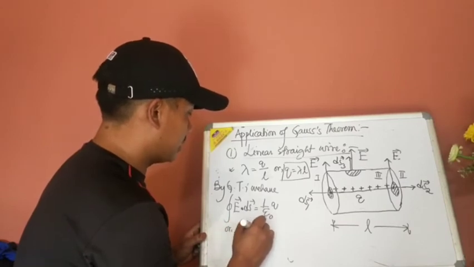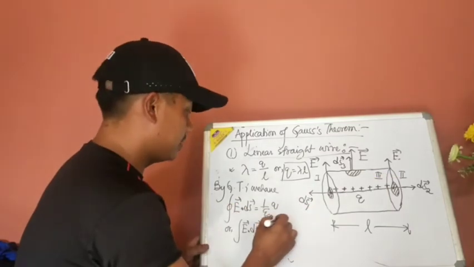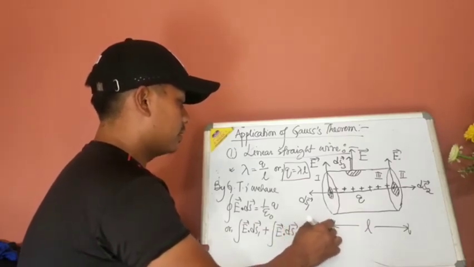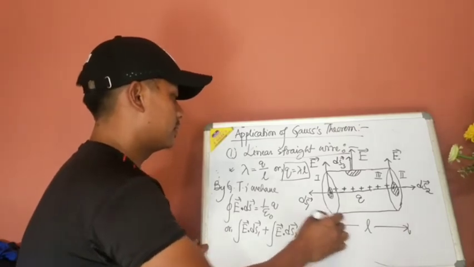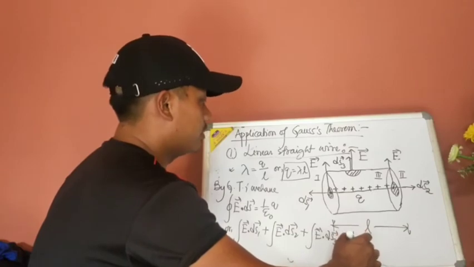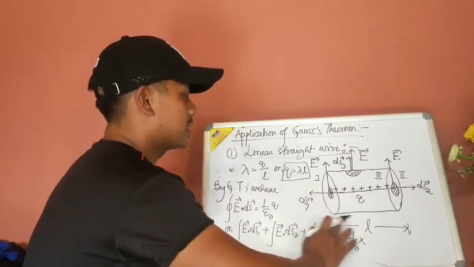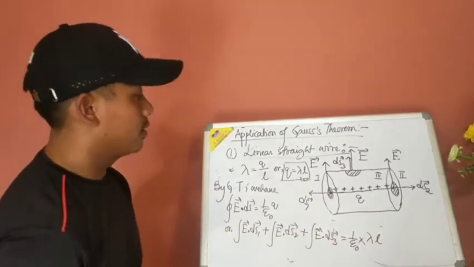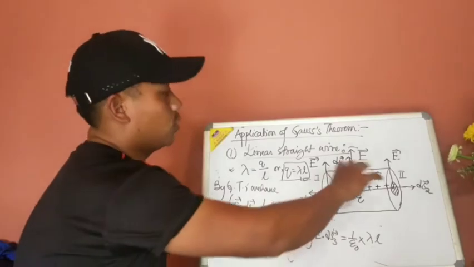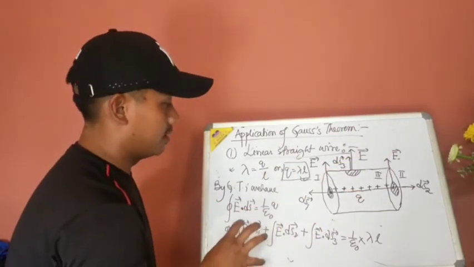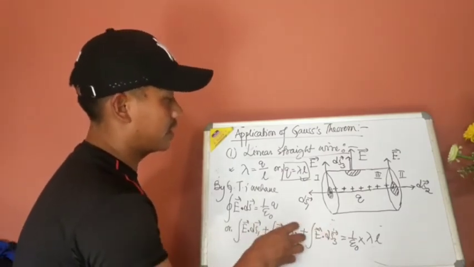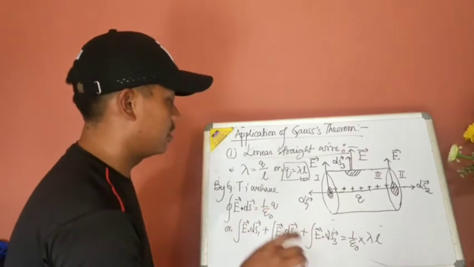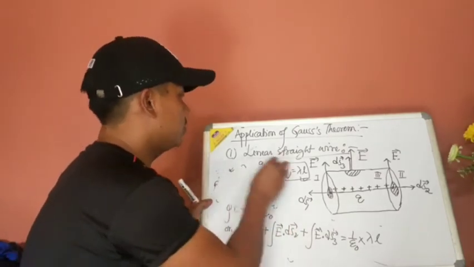Integration of E vector dot ds1 vector, plus E vector dot ds2 vector, plus E vector dot ds3 vector, equal to 1 by epsilon naught into q, which is lambda into l. Let us substitute it here. This integration is over the whole surface, so it can be distributed into 3 components for the first surface, second surface and third surface separately. Then you substitute lambda l instead of q here. Understood? Then let us continue the simplification.